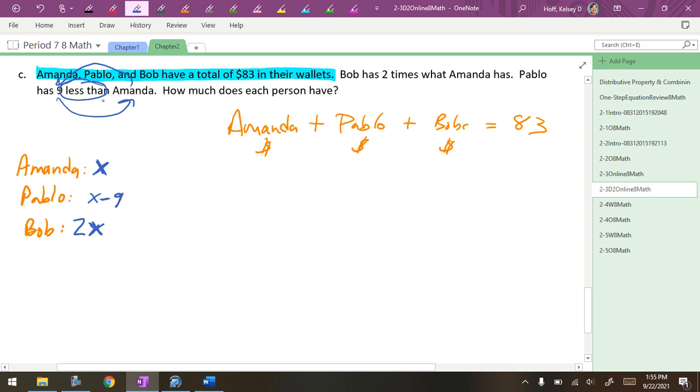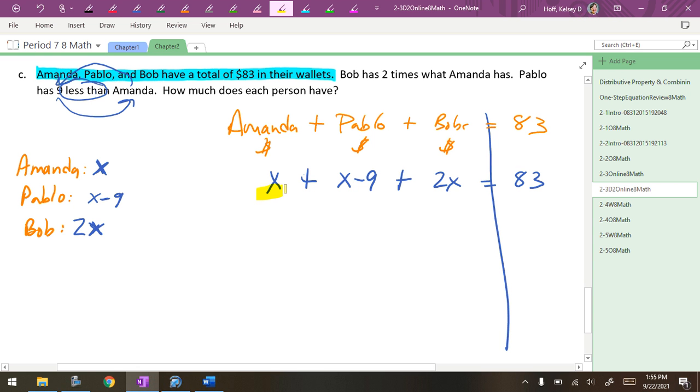So we replace. Amanda gets replaced with X plus. Pablo gets replaced with X minus 9. Bob gets replaced with 2X equals 83. Now, think before you shout on here. Think before you shout. Remember, there's really 1s in front of those X's. I have a 1X, a 1X, and a 2X. How many X's do I actually have? 4X, but don't forget, minus 9.